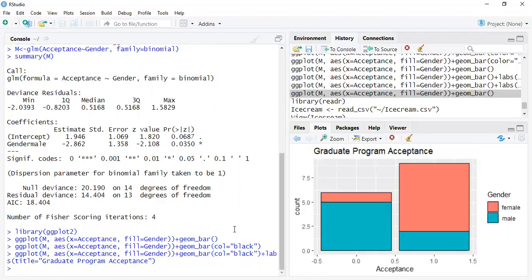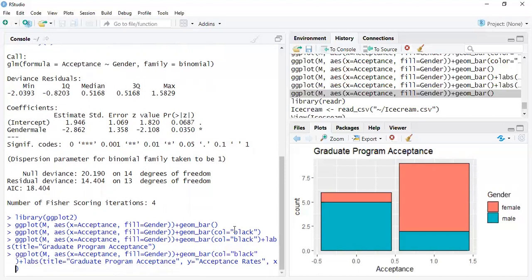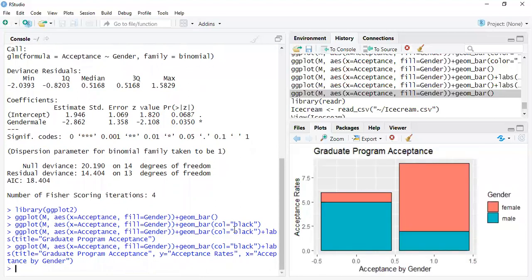And then you start adding different things like, okay, I don't like this count thing. So let's just say acceptance rates. So then that's the Y. And then X will call acceptance by gender. So what we have here now, I changed it, acceptance rates, acceptance by gender, then graduate program acceptance, and then you have the female, male.